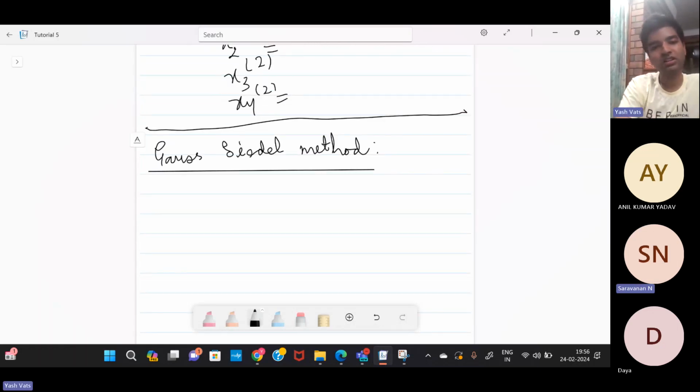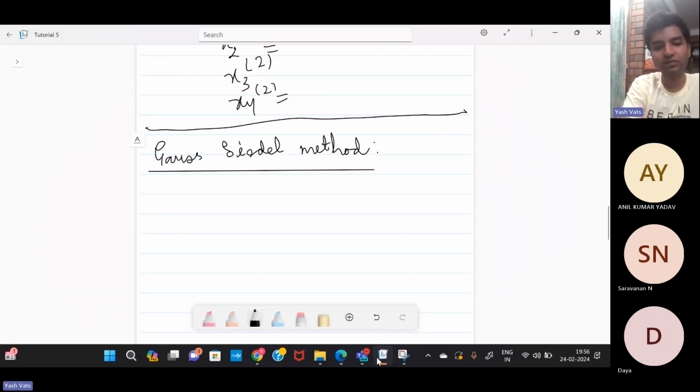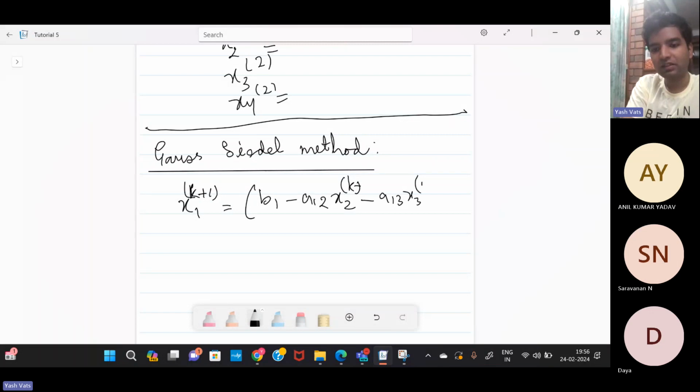Maybe I am not explaining clearly. Okay, what you are saying is that the earlier thing is like this one: X1 at k plus 1 is B1 minus A12 X2 at k, minus A13 X3 at k, and so on up to A1n Xn at k, divided by A11.